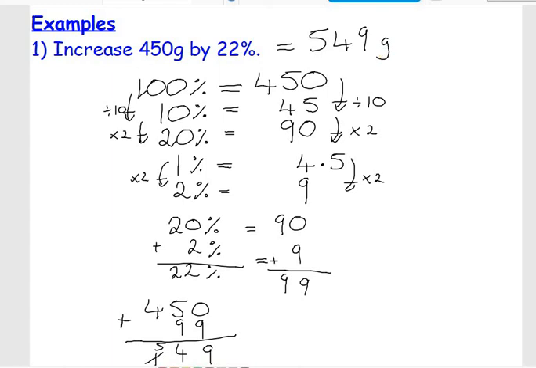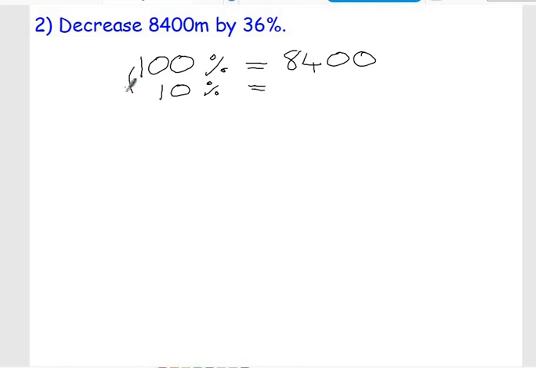Okay, on to example 2. Decrease 8,400 metres by 36%. Decrease means we're going to be subtracting, but the first thing we need to do is work out 36%. So 100% equals 8,400. The first step is finding basic percentages by breaking the 36% up. Firstly, finding 10%, so we divide by 10, meaning our answer is 840.